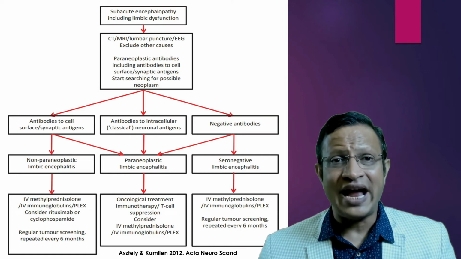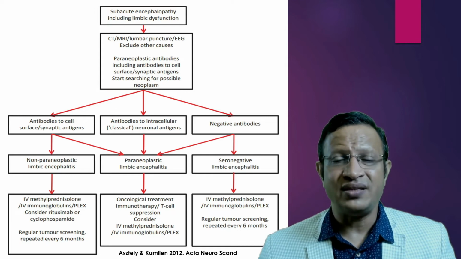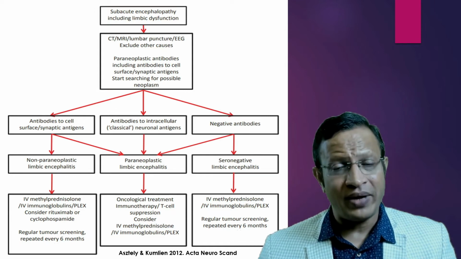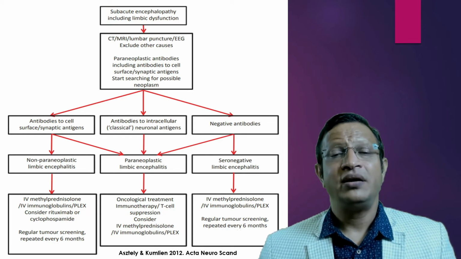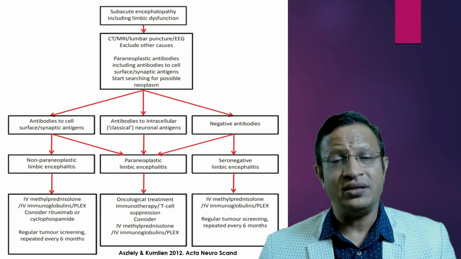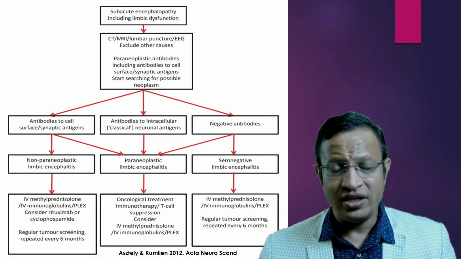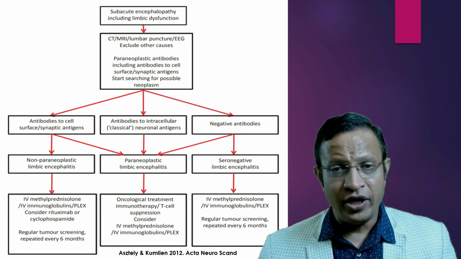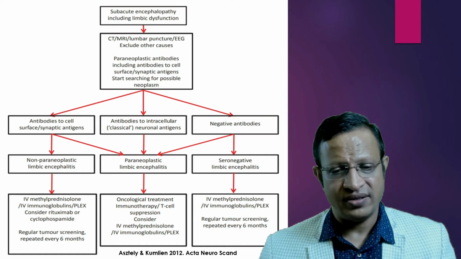Suppose antibodies to the intracellular antigens are there, we are looking for paraneoplastic encephalitis. You need to look for the primary neoplasm, and you need to look for the treatment for the neoplasm. Once the tumors are removed, depending upon the prognosis and the condition of the patient, we may have to choose the steroids or immunoglobulins.